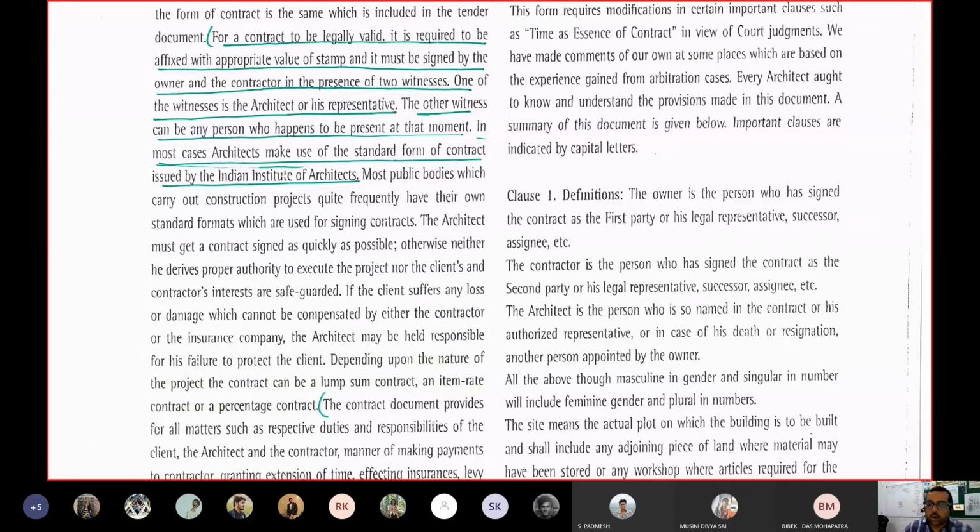So all those definitions in this particular form of contract, who a contractor is, who an owner is, or who will be known as an architect, all these things will be mentioned. The definition of the site which has been procured, in terms of its geographical definition, its relative definition with respect to the neighboring plot.